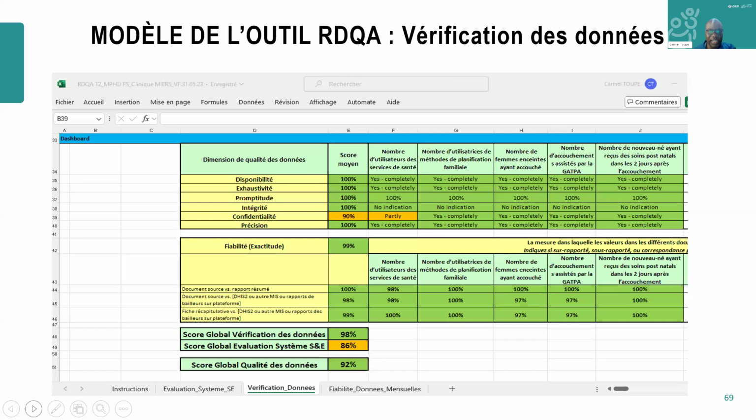Given the time remaining, I don't want to get caught up in the definitions, but all of these dimensions are evaluated and assessed to have a score. They are part of what is called data verification, and all that adds up to something called a verification score. Next slide.